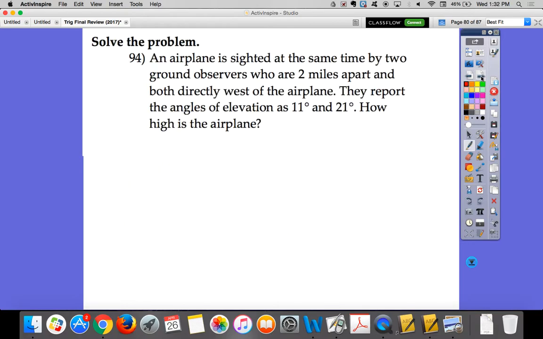You're done. Okay, 94. We have an airplane that is sighted at the same time by two ground observers who are 2 miles apart. Okay, so we've got an airplane. I've told y'all before I can't draw, so there's my plane.